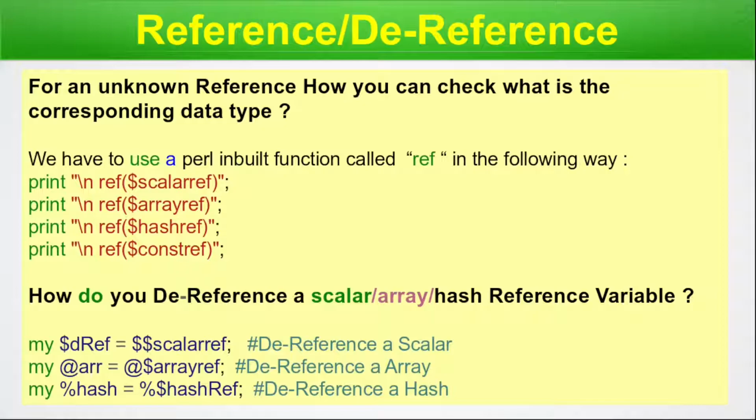Now, these two questions on this particular page can be combined: for an unknown reference, you have to determine its reference type first and then dereference it. What will be your Perl code? Try the code at your end and let me know. I can give you a hint: you can use the ref function at first, and based on the value that it gives, you can do a regular expression match, and then have some if-else conditions to dereference it.